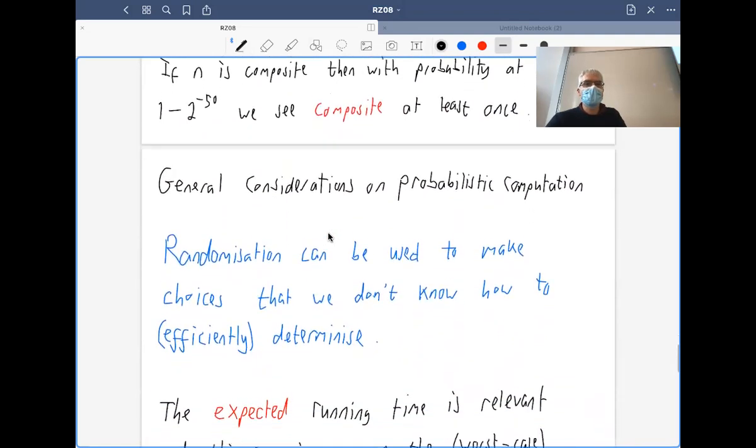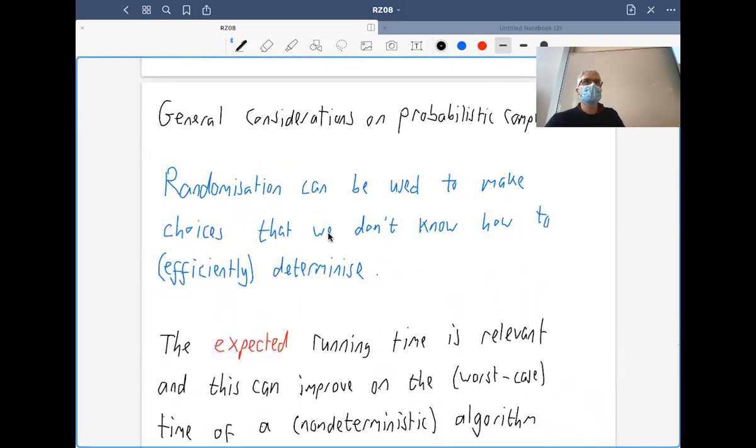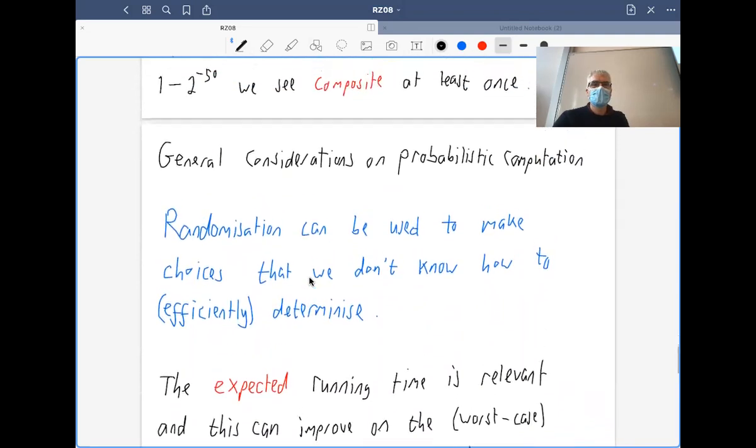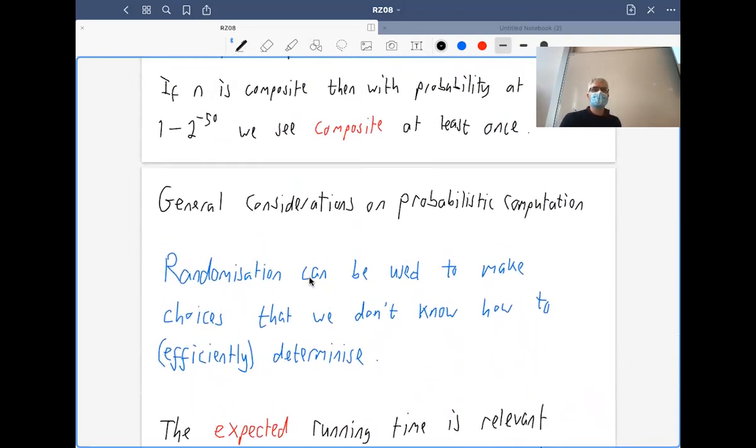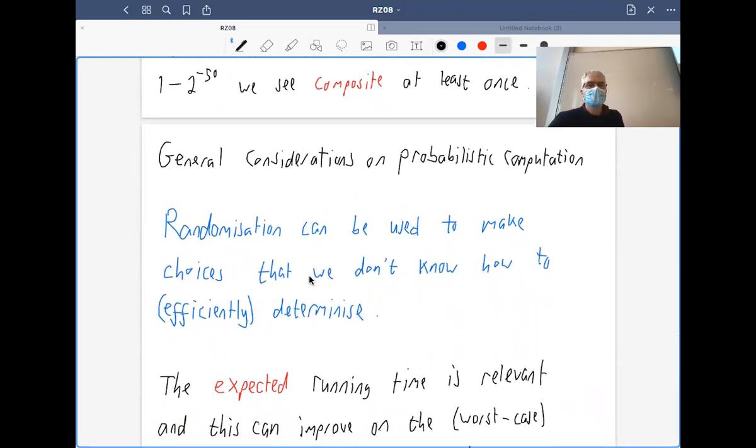Okay, so we've now seen two nice probabilistic algorithms. From that, we can see some general considerations on probabilistic computation. Firstly, what's the point of randomization in the first place? Well, in both algorithms, essentially the main use for it is to make choices that we don't know how to efficiently determinize.